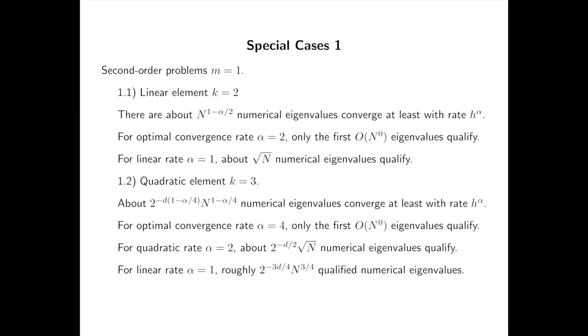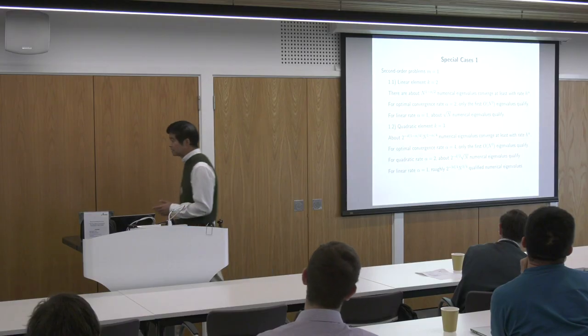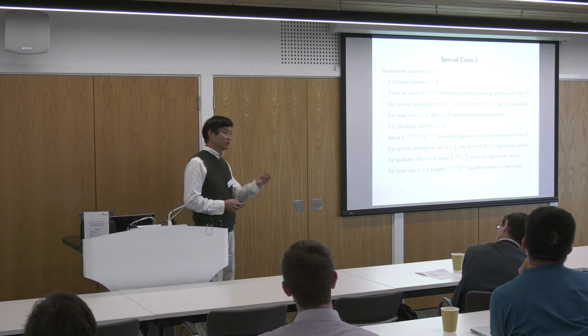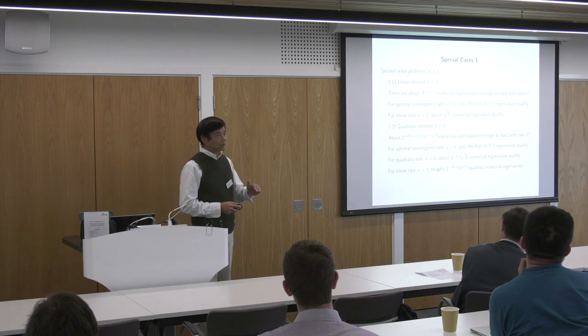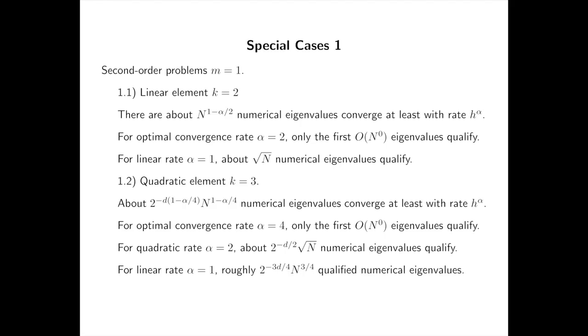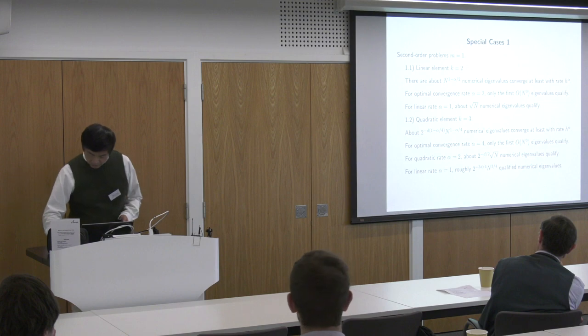This constant is for two dimensions. That doesn't matter; the major part is here. You can see the same idea: if you want a higher convergence rate, with only optimal convergence, you have only a few. If you lower your convergence rate requirement, you have many. But the point is, even for the second order elliptic operator, if you use a linear element and you want linear rate convergence, square root of n is what you get. So I will show you one.